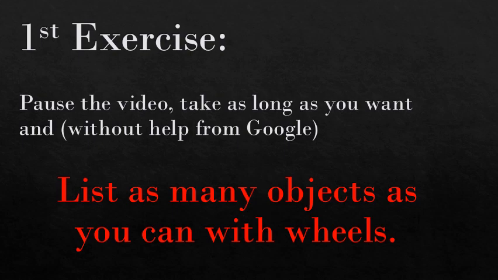This one seems simple, but take some time with this. This is the exact same exercise as when we were brainstorming topics for the problem solution essay. It's the exact same process as when we brainstormed solutions for the essay. The idea is to just create as many examples as you can. So again, this one sounds simple. It's just list as many objects with wheels as you can think of.